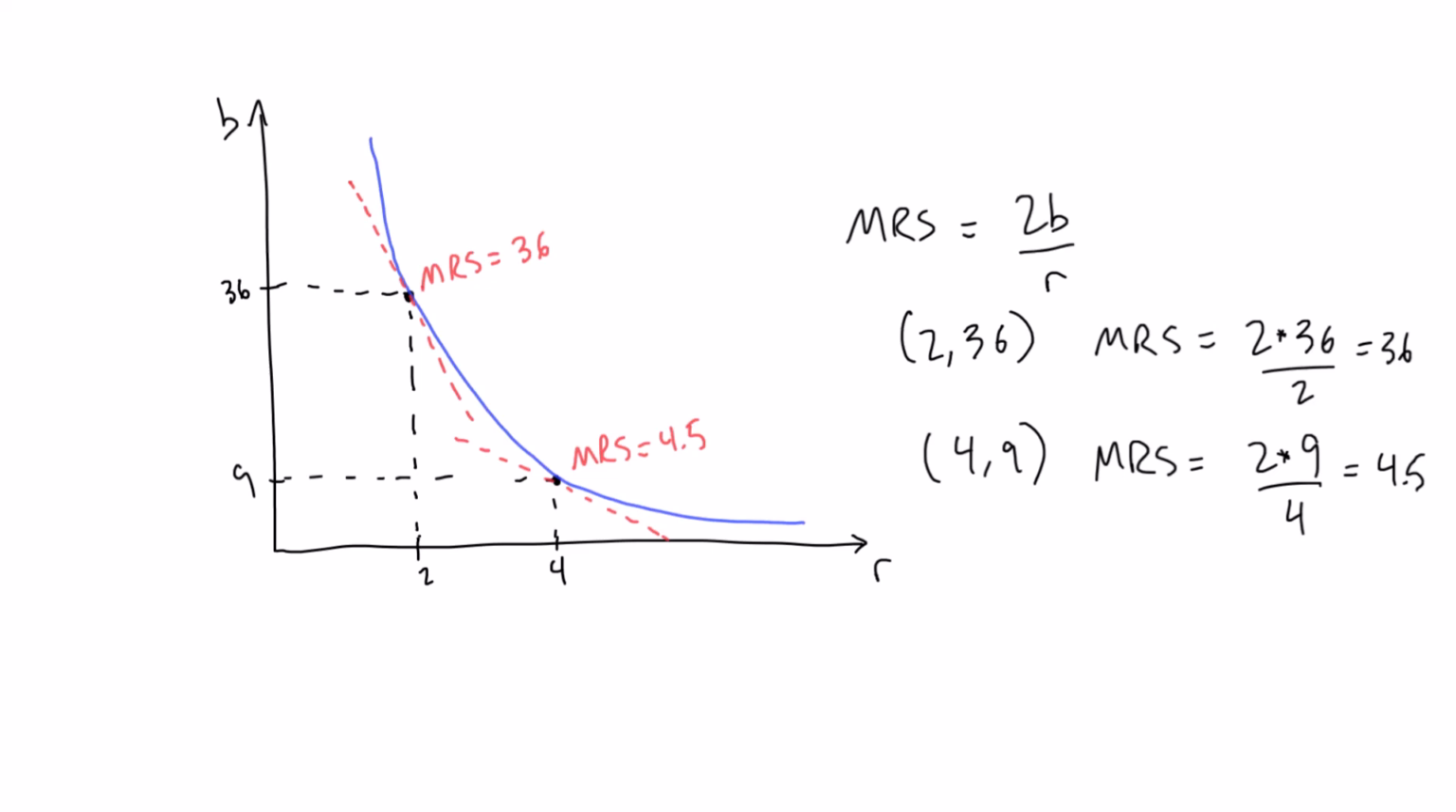Remember, the interpretation of this is at our first bundle, our consumer would be willing to give up bananas for rum at a rate of 36 to 1, whereas at our second point, they're only willing to give up bananas at a rate of 4.5 bananas per rum. The implication of this is that generally, consumers like to have a good mix of goods in their bundle. While it's possible to get a lot of utility by consuming a huge amount of one good and not much of the other, it's usually more efficient to have a mix.